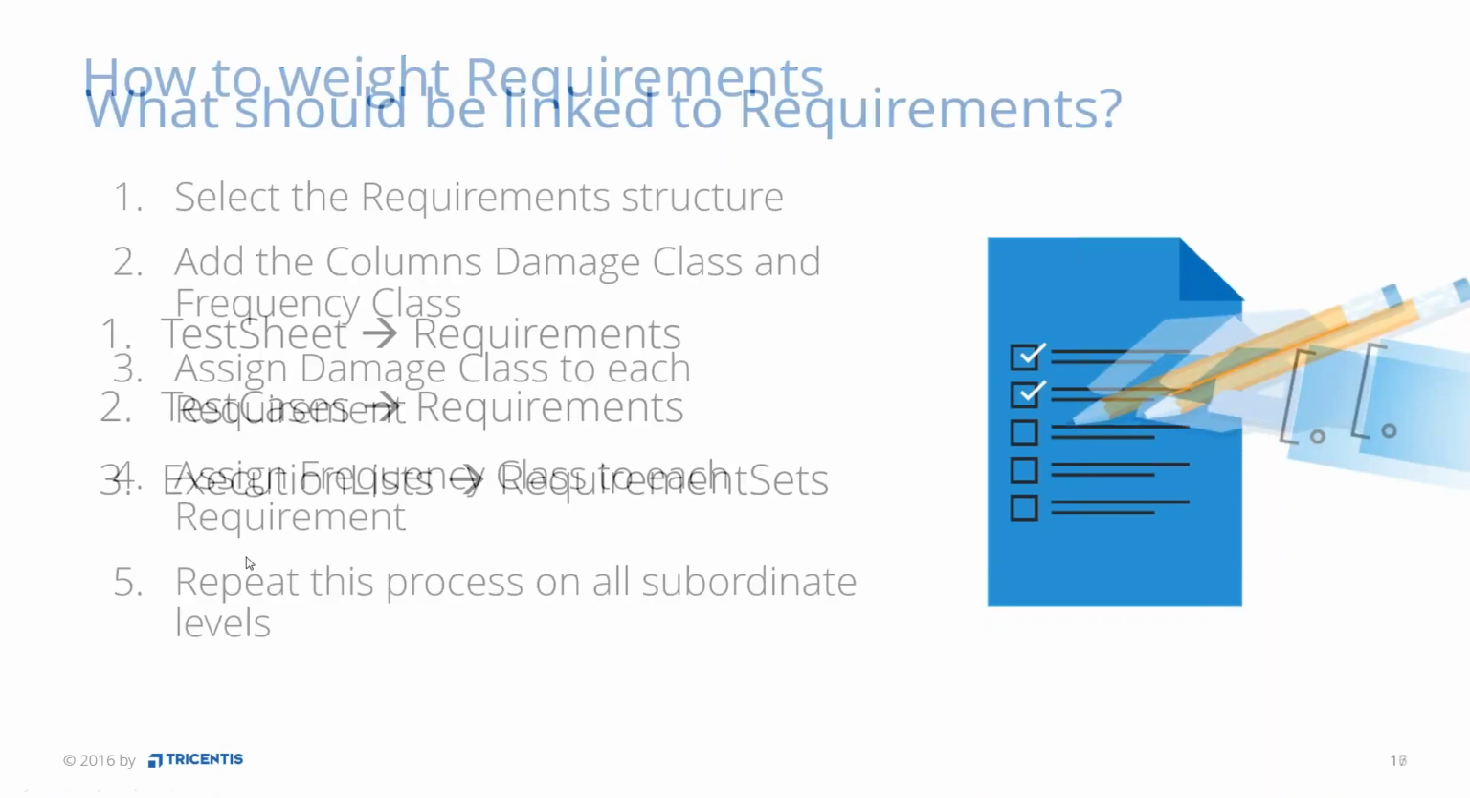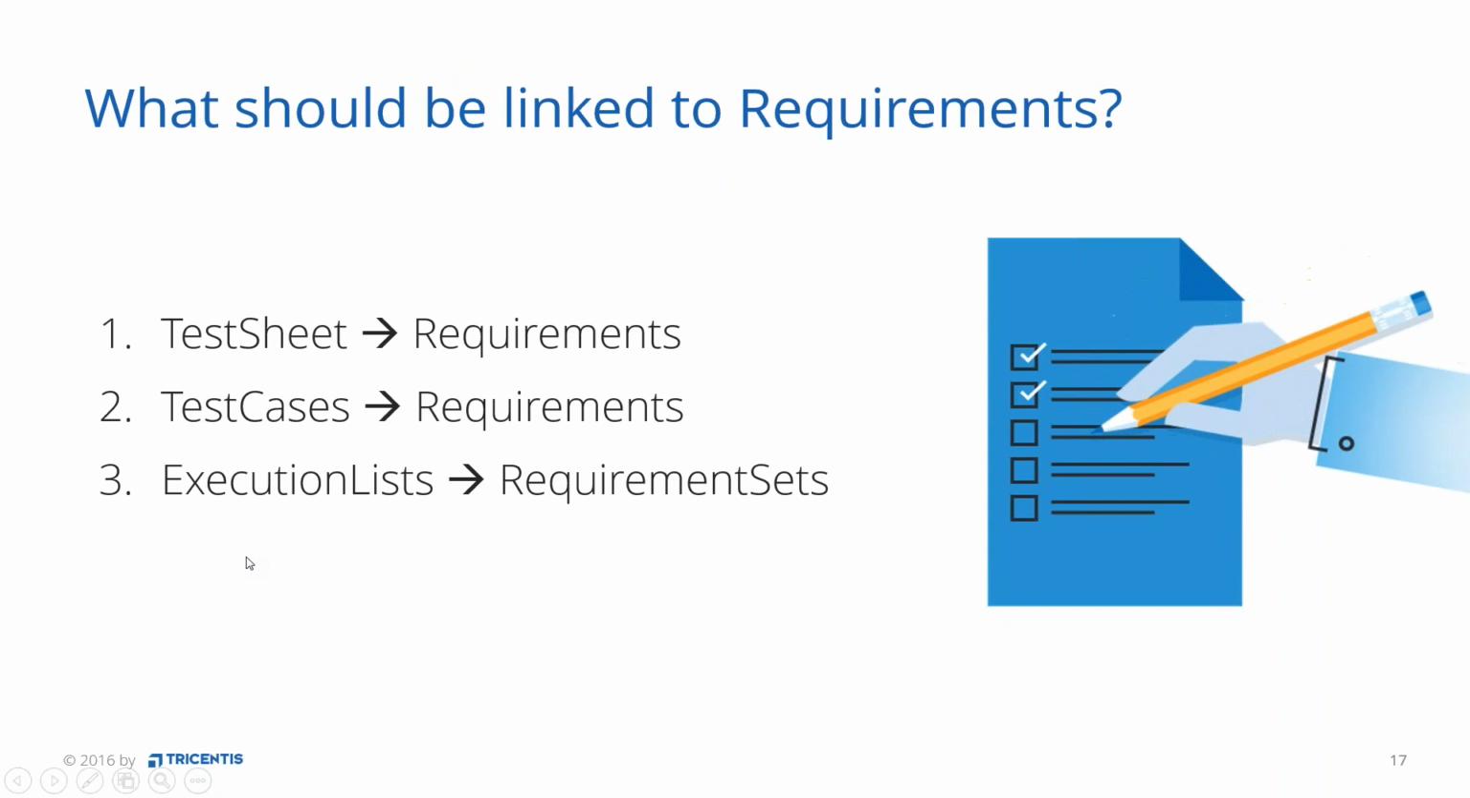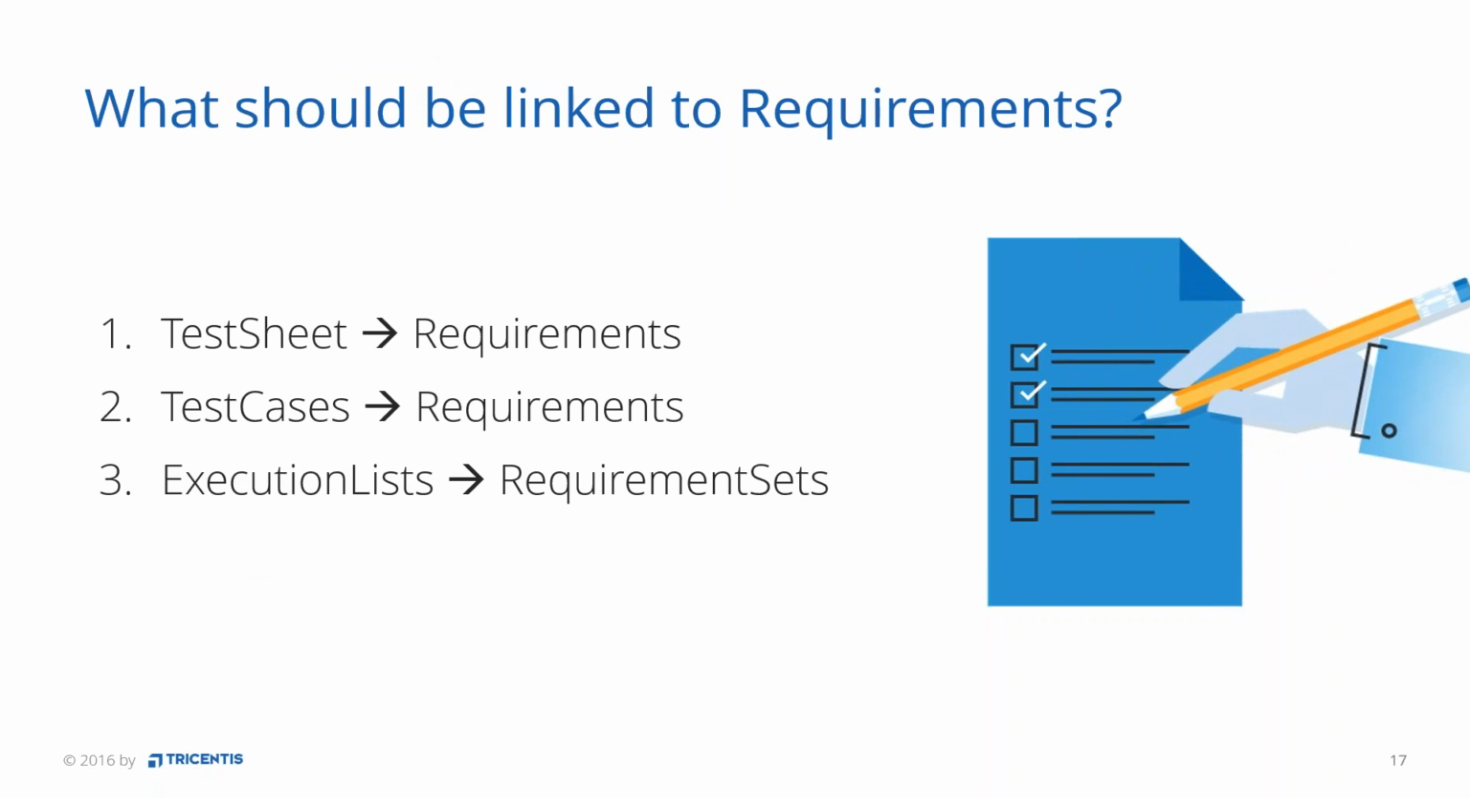The other thing we'll talk about is what should be linked to the requirements. So what are you actually linking? If you're using test case design, the test sheet should be linked to the requirement. All your test cases should be linked to a requirement. There shouldn't be a test case created that hasn't got a corresponding requirement. And finally, the execution list should be linked to the requirement set. So that's execution lists to requirement sets.